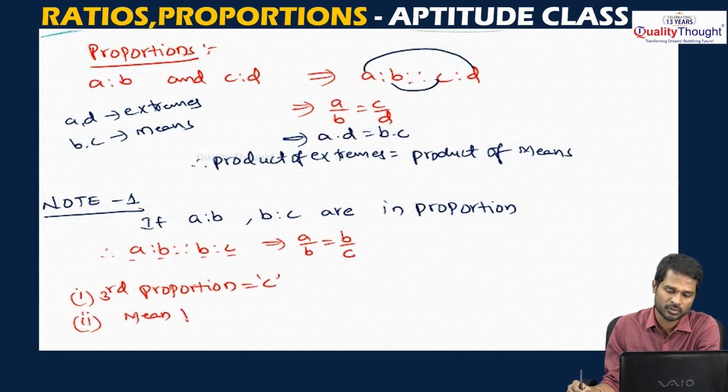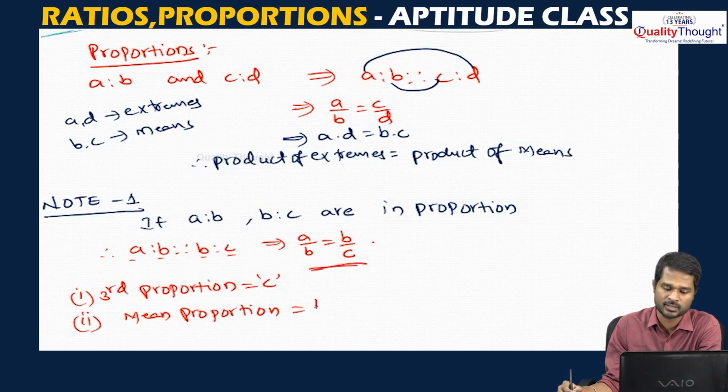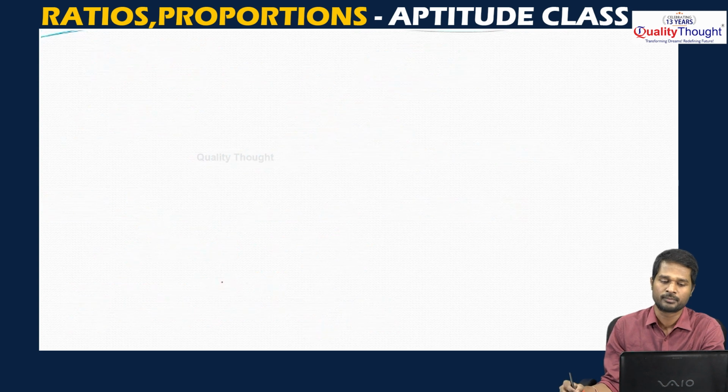So, mean proportion is nothing but the common value which is there in both the ratios, that is B is the mean proportion. From this I can write B square is equal to AC, B is equal to root AC. So, mean proportion is the common value between both of them. This is how the mean proportion is calculated. So, here C is the third proportion. This is note 1.